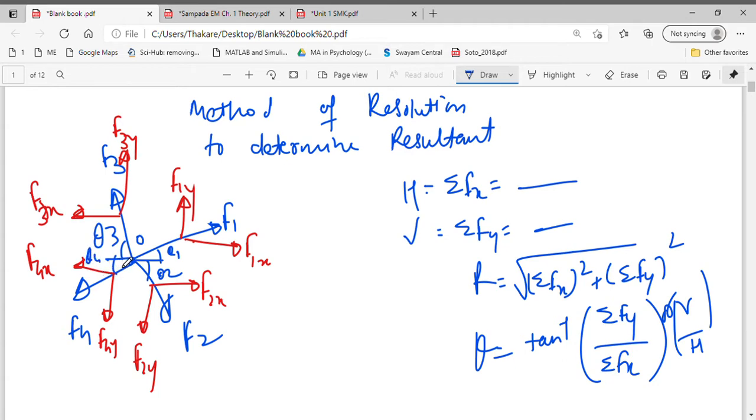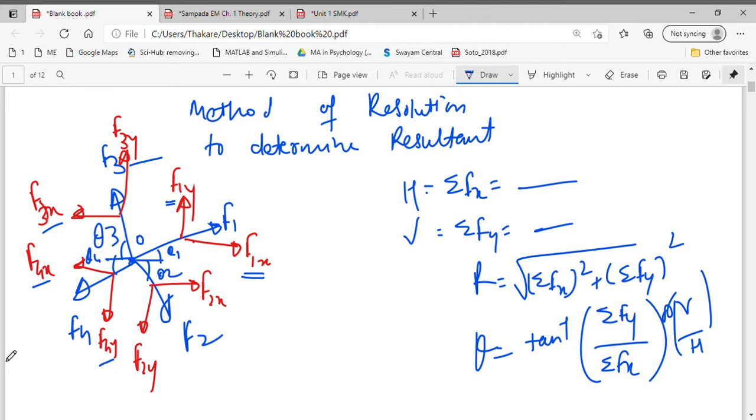To determine the resultant of these forces, first we will resolve every force into its horizontal and vertical components. So we have F1 resolved into F1x and F1y, F2 into F2x and F2y, F3 into F3x and F3y, and F4 into F4x and F4y.